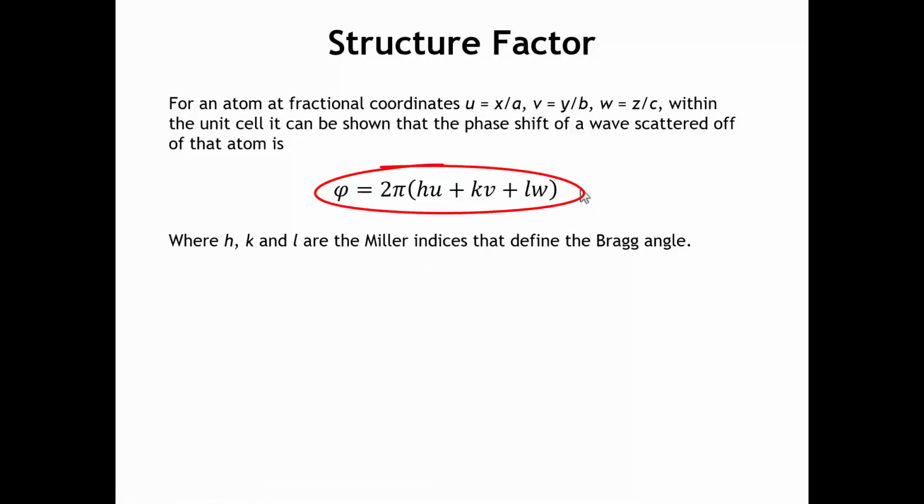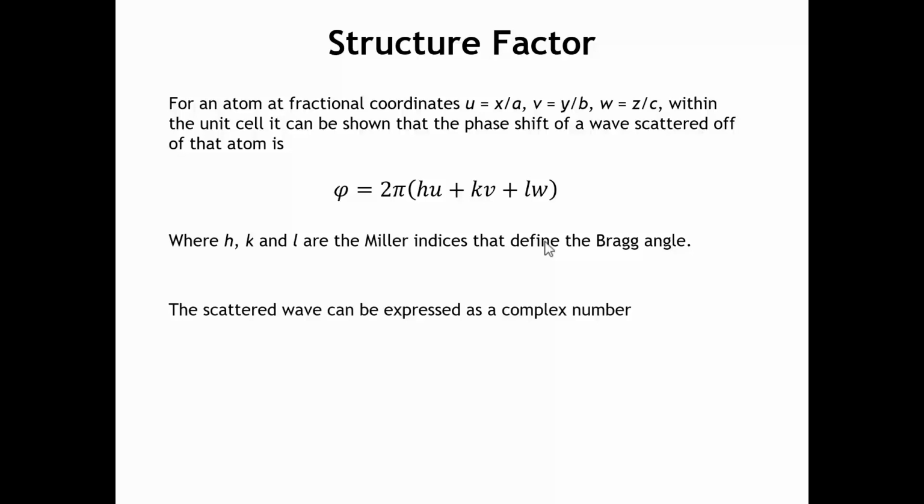The phase shift for an X-ray that's scattered off of an atom that's not at the origin, but at some general point in the unit cell with fractional coordinates u, v, and w, will be given by this formula, 2 pi times (hu plus kv plus lw), where h, k, and l are the Miller indices that define the plane of atoms that's doing the main scattering, right? That's what we would put into the Bragg law to determine the angle theta at which the X-rays are coming in and out. So this phase shift would be with respect to an X-ray that's scattered off an atom at the origin of the unit cell.